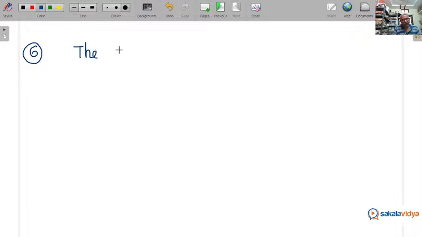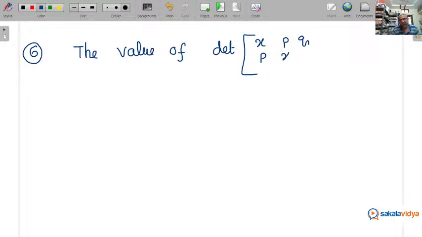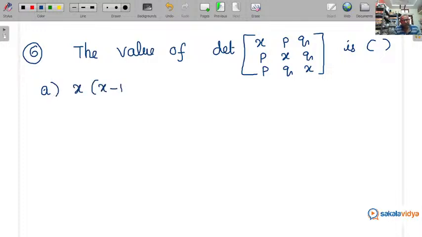The value of det of the matrix with rows x p q, p x q, p q x is: option A, x times x minus p times x minus q.